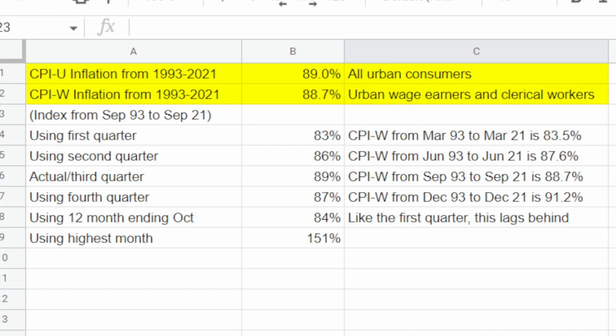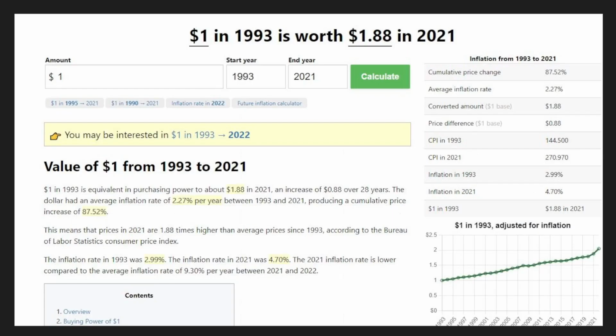I calculated the percent increase of each index from September of 1993 to September of 2021. Notice that CPI-U, which some people believe we should use, is only 0.3% higher over almost 30 years. Before I continue, here's an online calculator showing that $1 in 1993 is worth $1.88 in 2021. This calculator uses the average CPI-U from 1993 and 2021, which results in a cumulative increase of 87.52%.